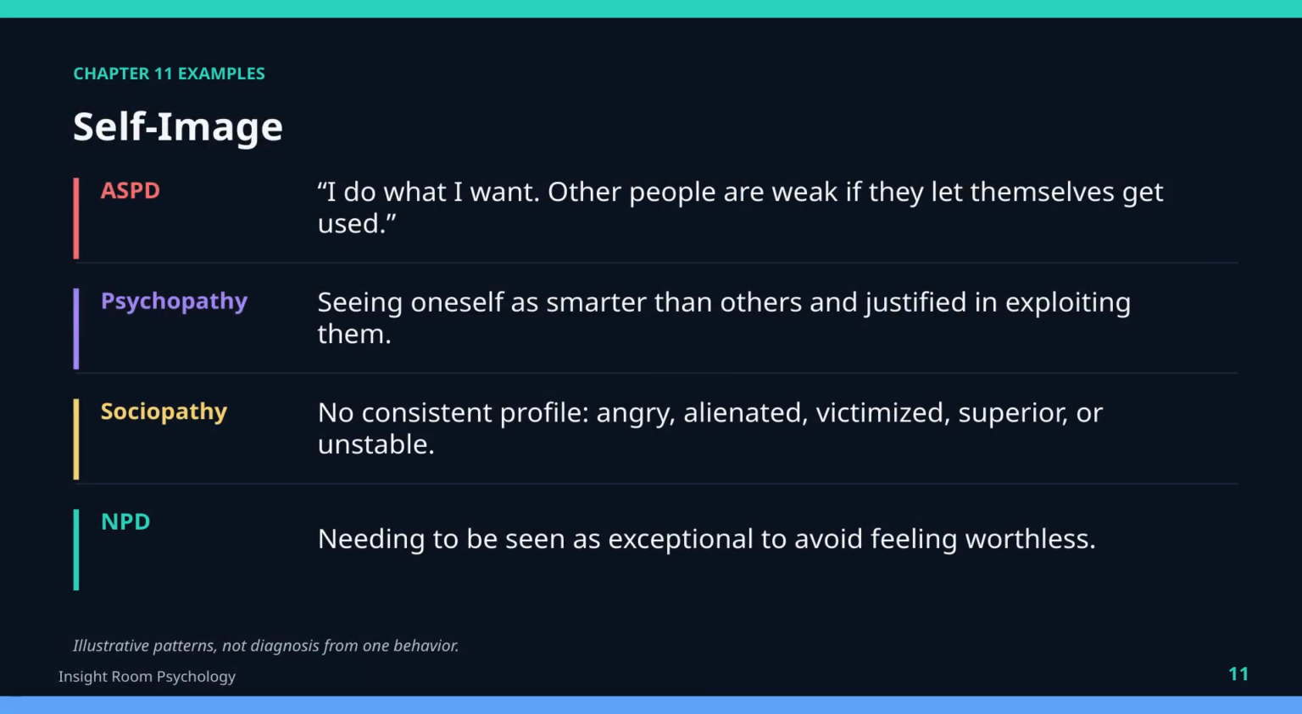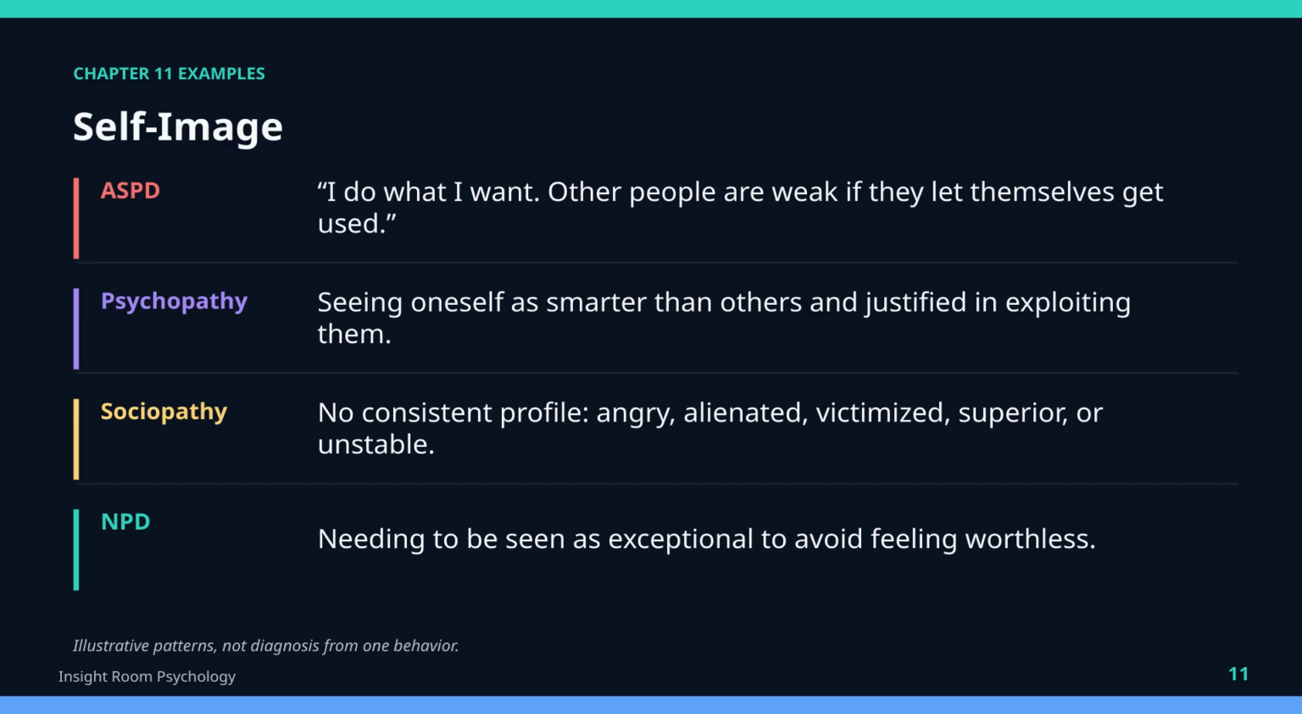With psychopathy, self-image is often described as confident, dominant, grandiose, fearless, or emotionally detached. For example, someone may see themselves as smarter than other people and therefore justified in exploiting them. They may view others as tools, obstacles, or entertainment. With sociopathy, there is no consistent self-image profile because the term is not clinically precise. For example, someone labeled sociopathic may present as angry, alienated, victimized, superior, unstable, detached, or resentful. The label itself does not tell us which one is true.